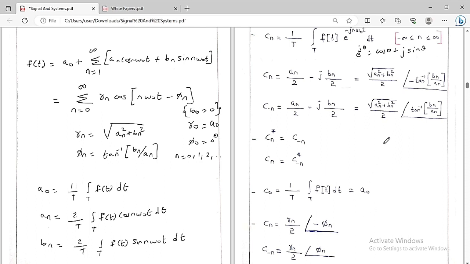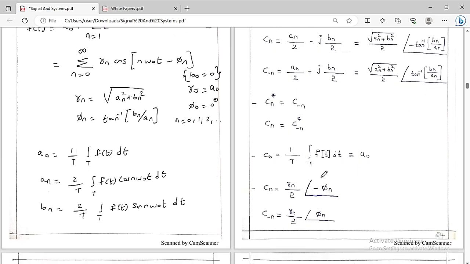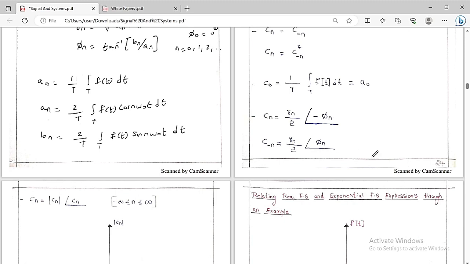So what is C of minus n? This value is nothing but Rn by 2 at an angle of phi n. So this we have written here. One is the complex conjugate of another. Whenever you take the complex conjugate, the sign of the angle will change. Positive means negative, negative means positive. This is the thing you always have to keep in your mind.